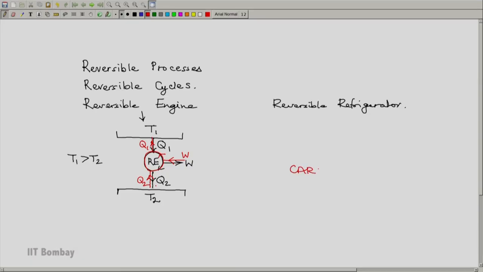The same thing is true for a refrigerator. So, this characteristic is something which we will use now to state and prove the Carnot theorem. That will be our next step.